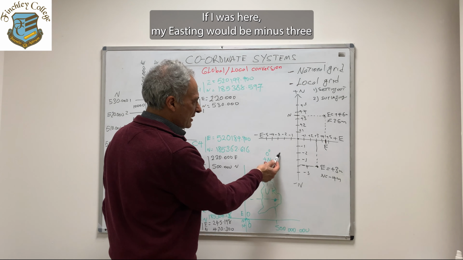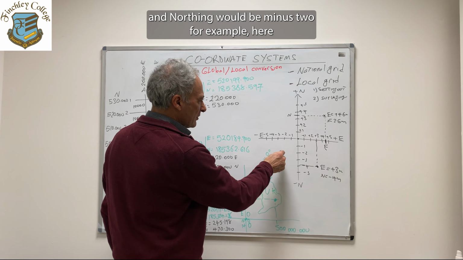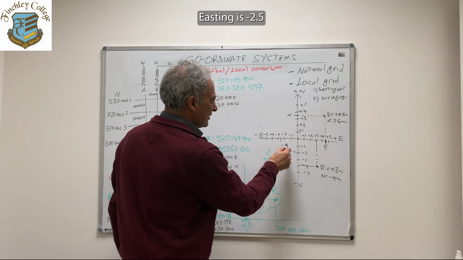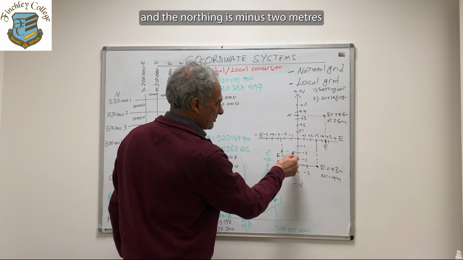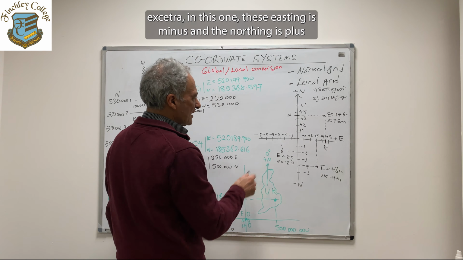If I was here, my easting will be minus 3, and northing will be minus 2. For example, here, easting is minus 2.5, and the northing is minus 2 meters, etc. In this one, the easting is minus, and the northing is plus.